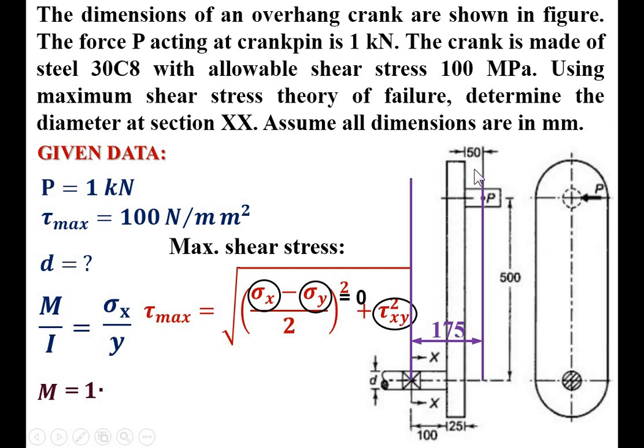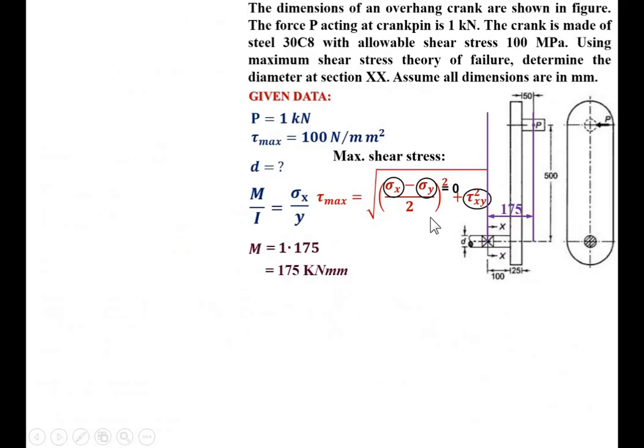And this distance is 50 plus 25 plus 100, so that is 175. I can put it over here and I will get 175. But keep in mind the unit. We have taken force in kilonewton and distance in mm, so your unit for the bending moment is kilonewton into mm.